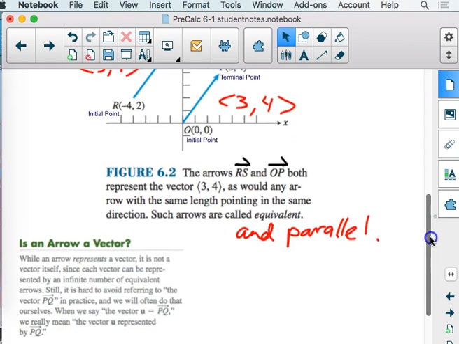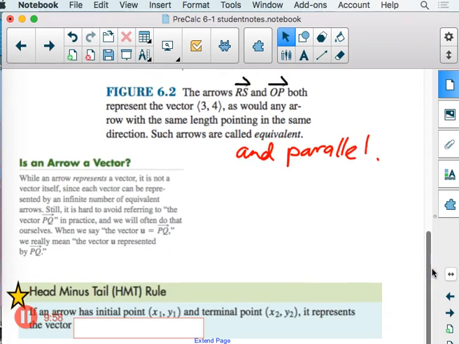So down here, is an arrow a vector? No. It is a representation of what we do. So an arrow represents a vector because we want to see direction, and we also want to know where that terminal point and that initial point are. So each vector can be represented by an infinite number of equivalent arrows. It's just where you want to draw it on the coordinate plane.